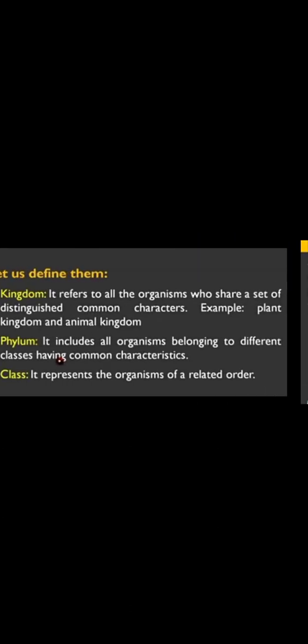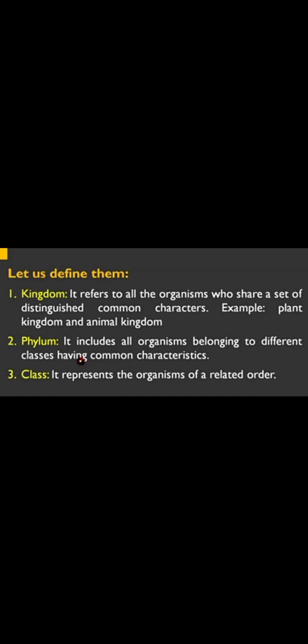Then, according to this, groups are arranged in definite order from higher to lower categories, and each category is called a taxon. We name each category as taxon, and the order of levels is as follows: kingdom, phylum, class, order, family, genus and species. Let us define each of them.